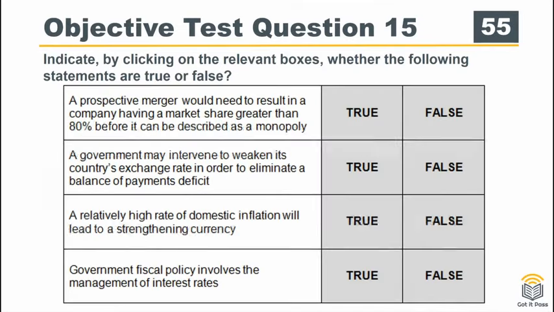Next question, question 15. There are 4 statements, so please advise which statement is true and which statement is false. First statement, a prospective merger would need to result in a company having a market share greater than 80% before it can be described as a monopoly. So what's the answer of this statement? Is it true or false? It's false.